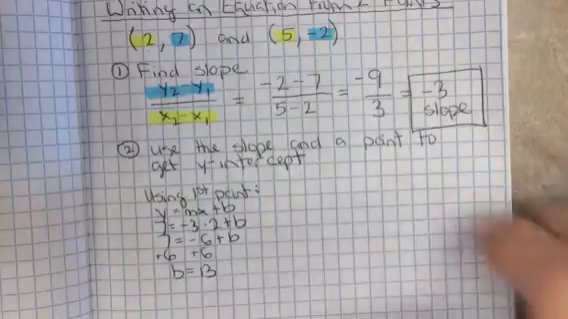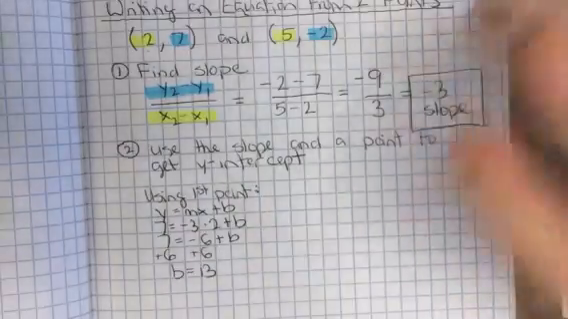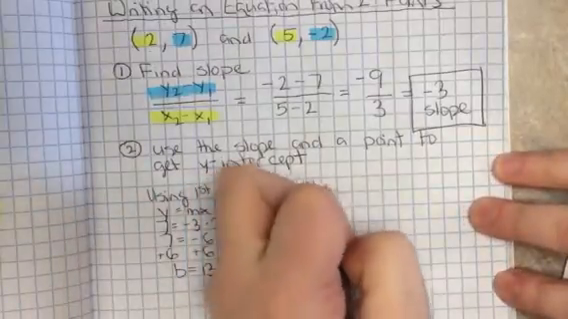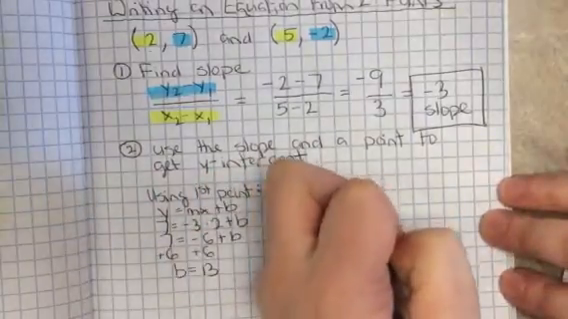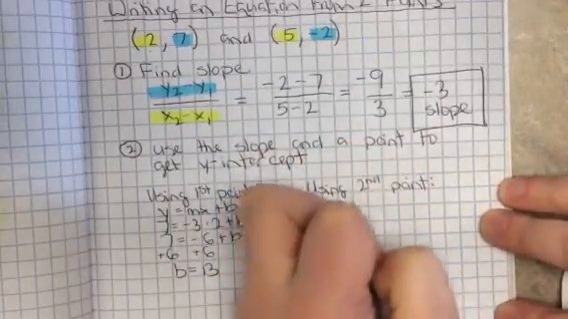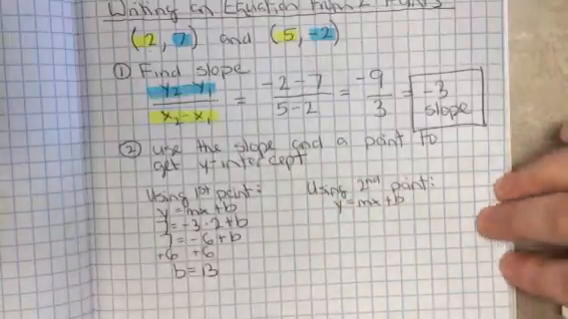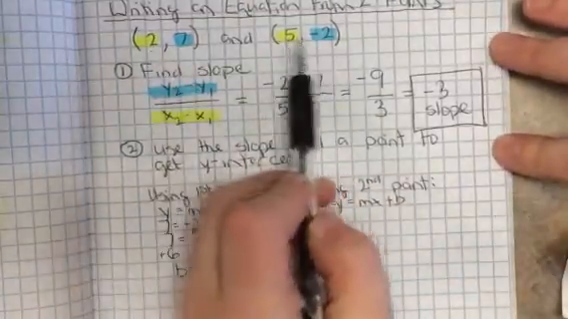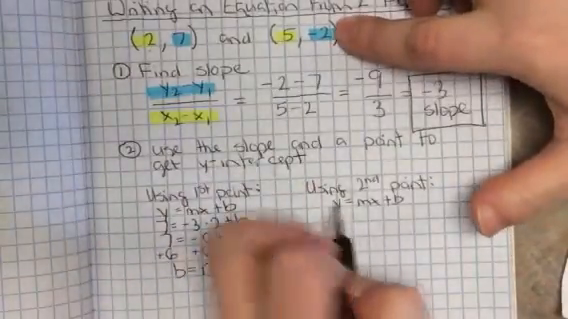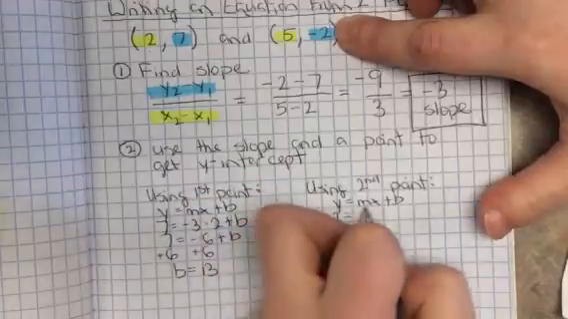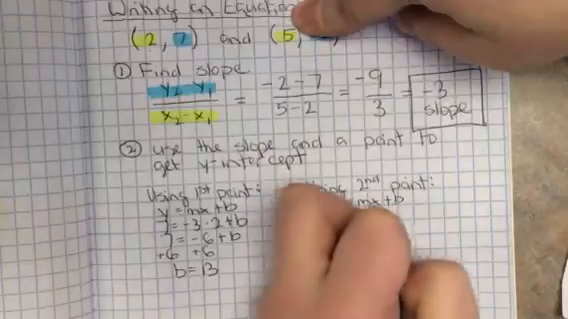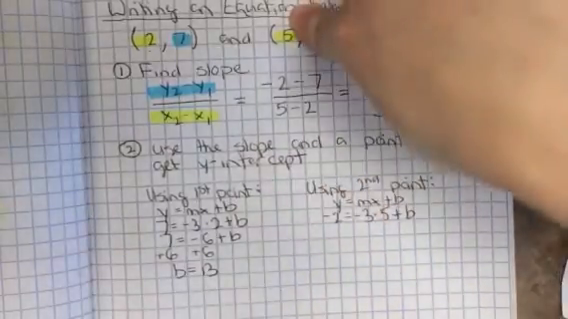Okay. This is what I want to show you guys, and it's going to answer Xavier's question about the other point. Let's try this again, but now let's do it with the second point. So now instead of using the 2, 7, I'm going to use the 5, negative 2. So since I'm using the second point, my y is negative 2. My slope is still negative 3. The x from the second point is 5. Plus my start value, I don't know.